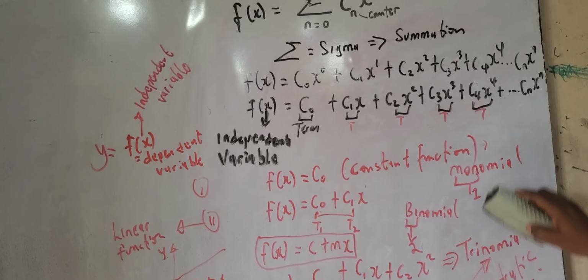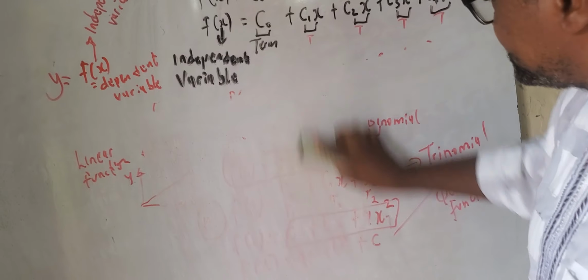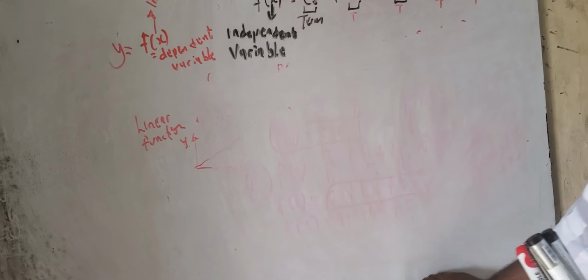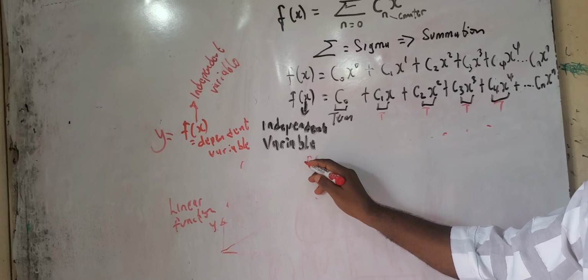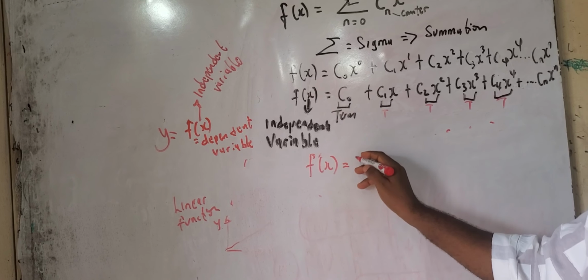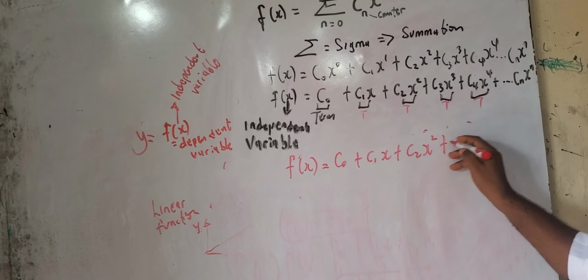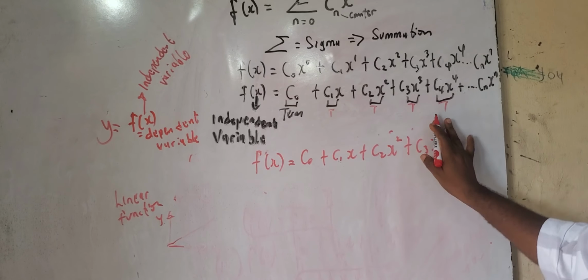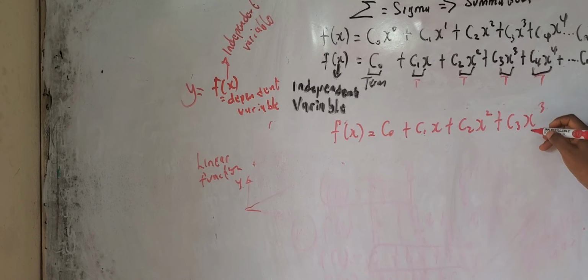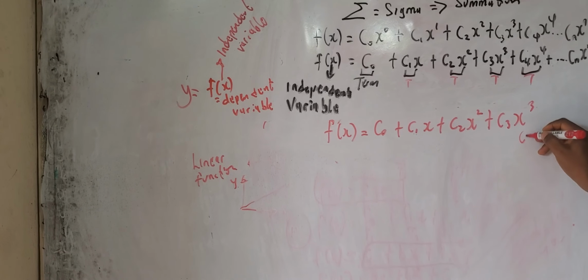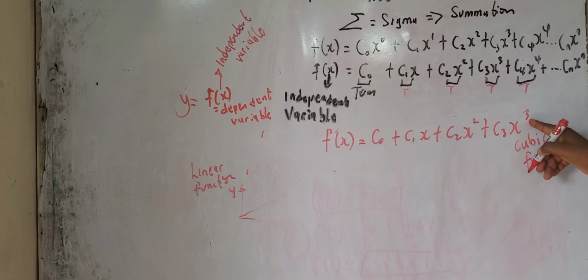I want to continue by creating space. Let's go to the next polynomial. Now, if I take 1, 2, 3, 4, I have f of x in this case as c0 plus c1x plus c2x squared plus c3x cubed. Now, because I'm having cube here, this is known as cubic function. Cubic function. The highest power of this cubic function is 3.